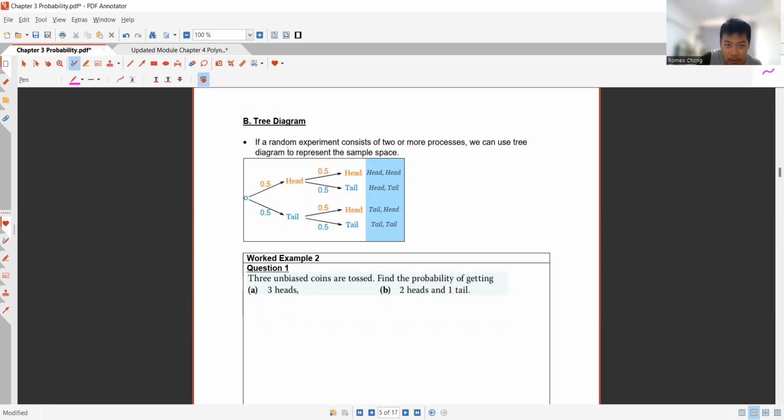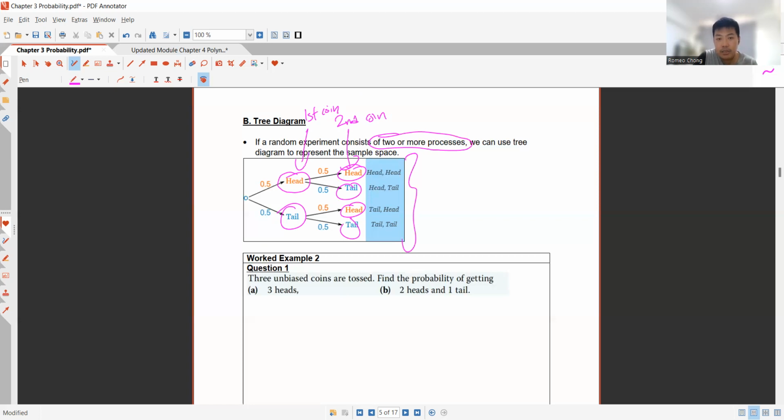But this tree diagram is suitable to be constructed for an event with two or more processes. Let's say you want to roll 3 coins at the same time. It is possible for you to do so. Like the example here, each time you roll a coin, you will have 2 possible outcomes. When it comes to the second part, they do head, tail again, meaning that this is for the second coin. And this is for the first coin. Okay, first coin. And this is the example of a tree diagram.